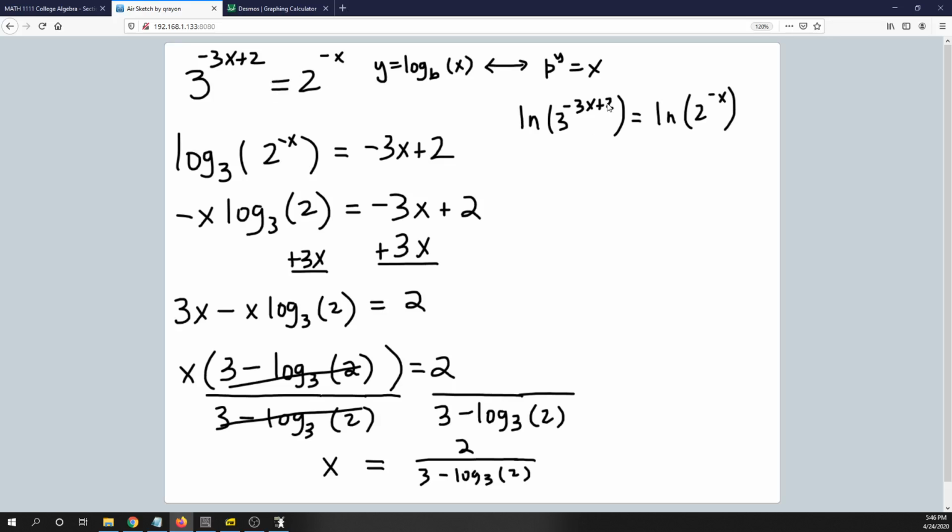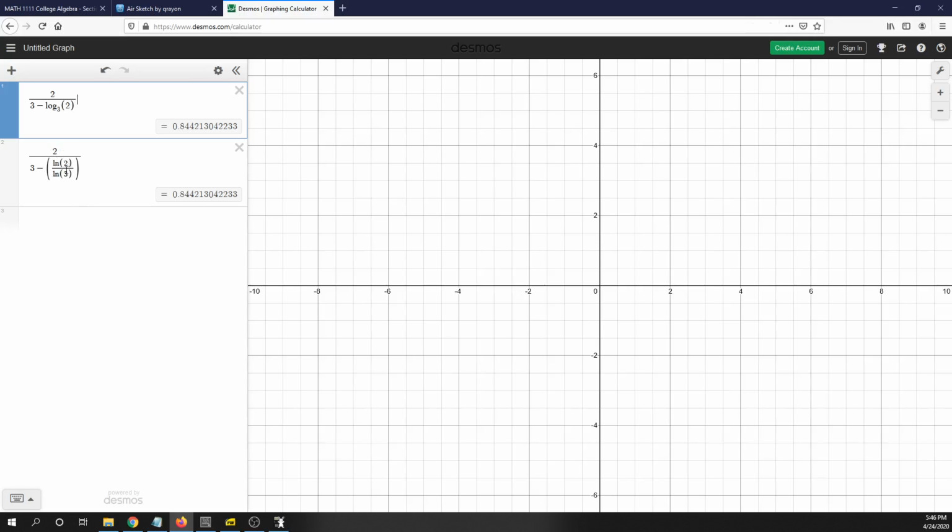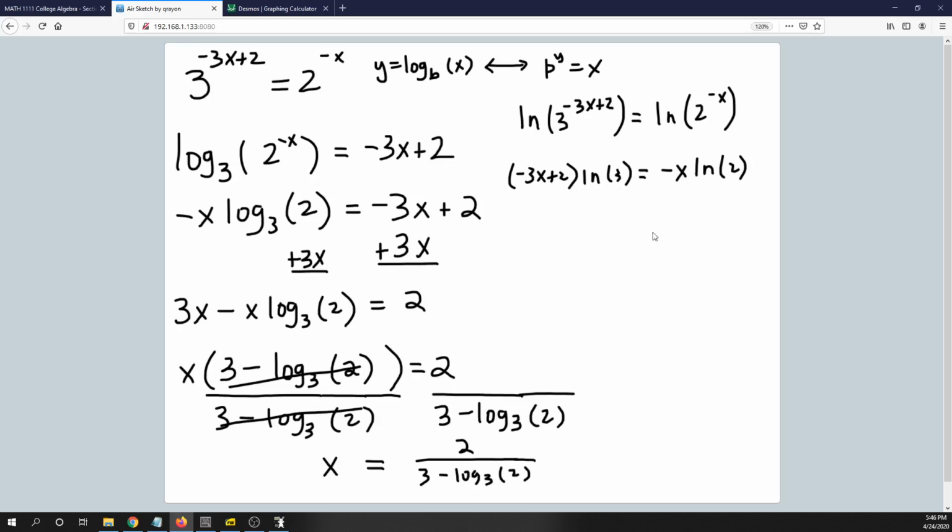Okay, and then use the power rule for logarithms to bring these exponents down. So it'd be minus 3x plus 2 times ln 3 minus x times ln 2, like so. And then do the algebra to solve for x. And when you do that, you're going to wind up with something that looks very, very similar to this expression right over here. Well, that's a perfectly acceptable and fine way to do the problem.